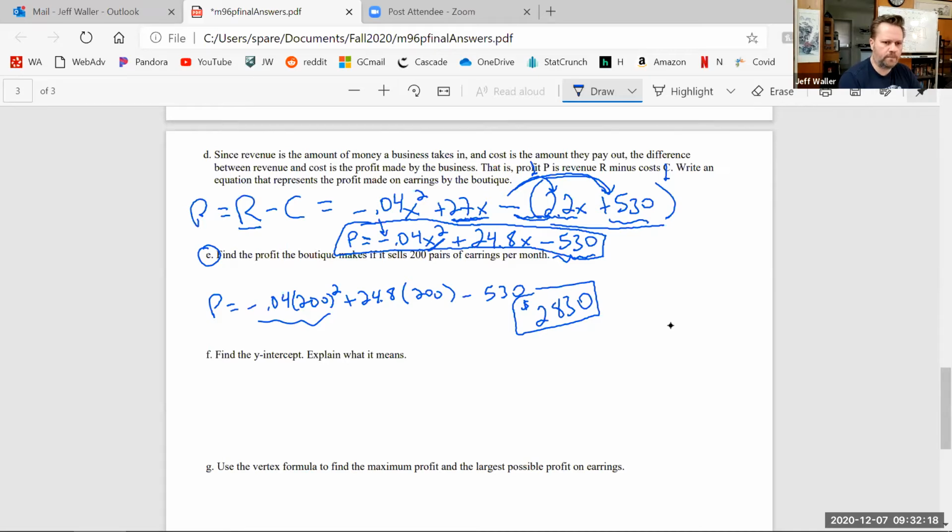All right, that's got to be an easy step, right? That's got to be okay. So if they sell 200 pairs of earrings, they make $2,030 in profit, which is nice. What's the y-intercept? Or in this case, it would be the p-intercept.